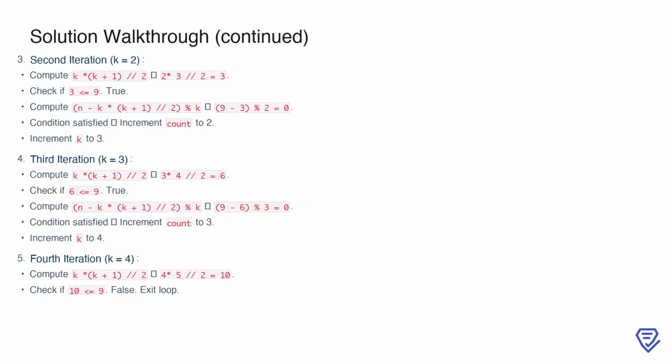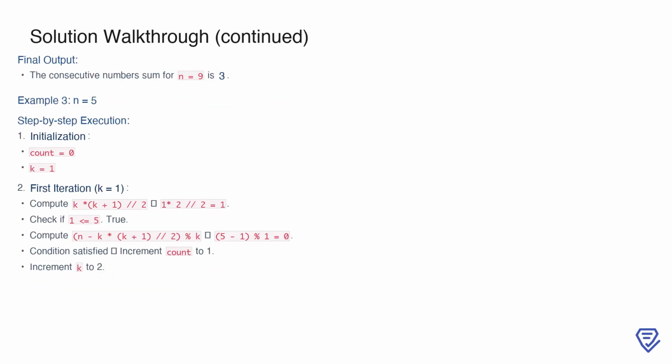For k equal to 4, the sum becomes 4*5/2 equals 10, which exceeds 9. Therefore, the loop terminates. At the end of the iterations for n equals 9, we determine that the total number of valid sequences is 3.